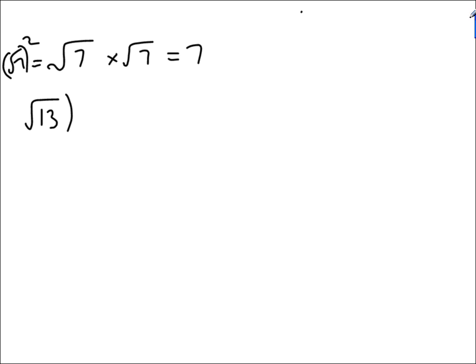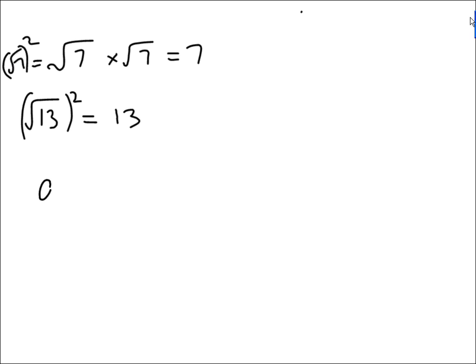Let's motivate it though. Remember, if you have the square root of a number and you multiply it by itself, that is, you take that number and you square it, you just get back what's underneath the radical sign. If you have the square root of a number and you square it, you get back that number. Square root of 13 times the square root of 13 is 13.